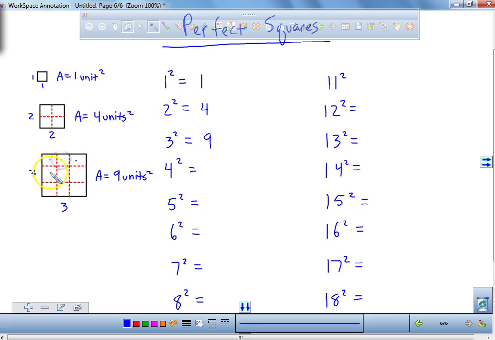Why is it 9? 1, 2, 3, 4, 5, 6, 7, 8, 9. How many is that? 1, 2, 3, 4. How many is this at? I'm not going to do another one because it makes it harder and harder to draw. Yes, 4 by 4 gives you how many square units? 16. A 5 by 5, how many square units? 25. Then what? 36. Good. 49. Good. Keep going.